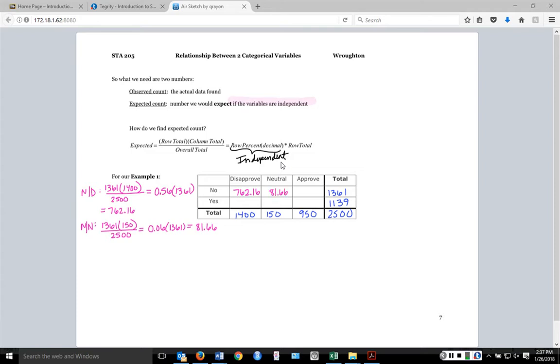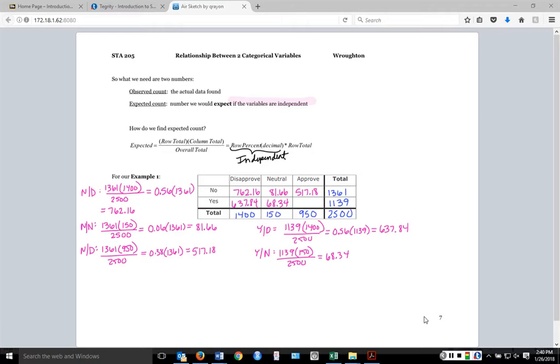Now at this point, you actually don't have to do any more calculations if you don't want to, because all of my totals are fixed. So I can find this number by knowing this plus this has to be 1,400. I can find this number by knowing that this plus this has to equal 150. I can then find this number because this plus this has to be 1,361. And then I can find many different ways to find my last number here. But you can always use the calculation if you want.